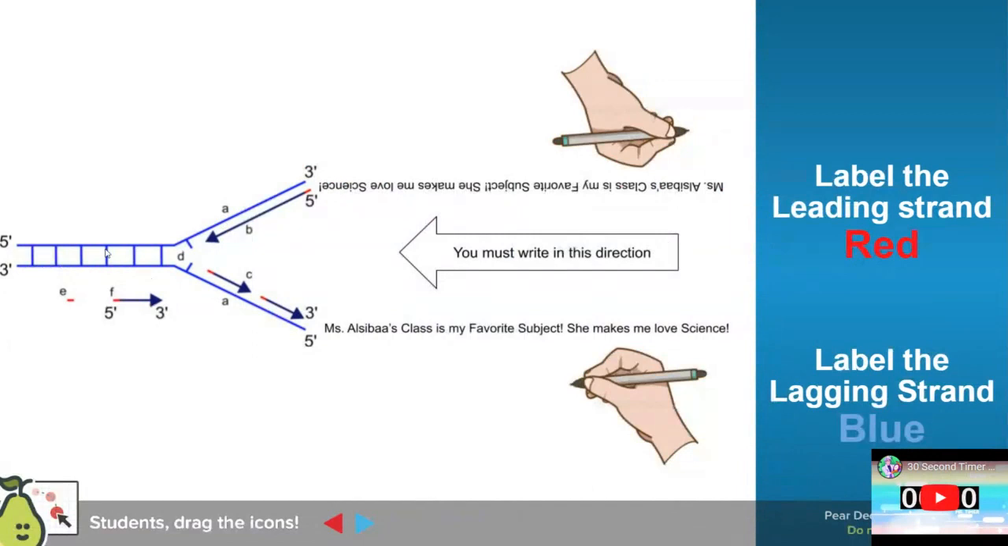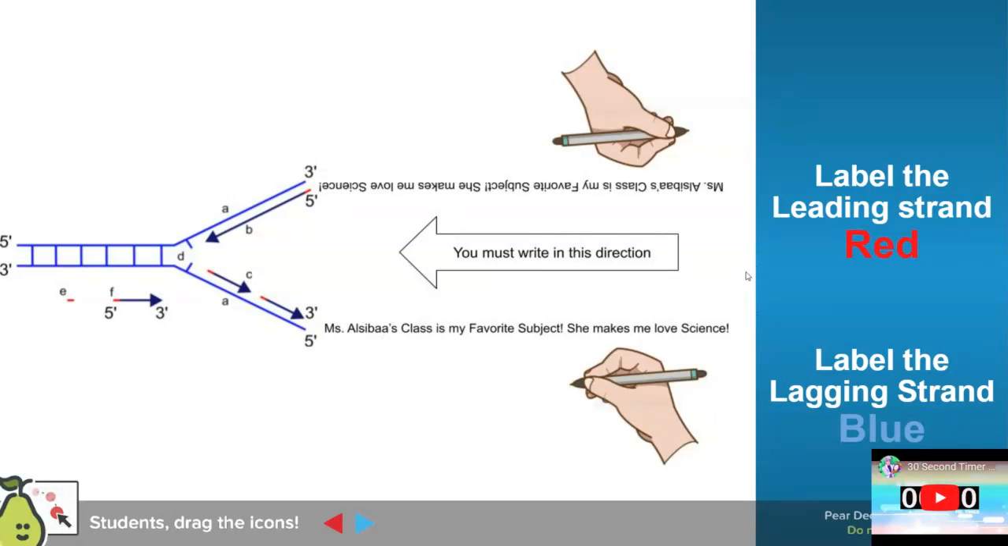If they have a blank piece of paper, they can draw a replication fork, and one student will be able to write continuously in the same direction as helicase, which in this case is going to the left. Miss Alsaba's class is my favorite subject. This student did not have to pause at all. They were able to write directly in the same direction as helicase. But this other student, who is on the lagging strand, had to write in fragments.